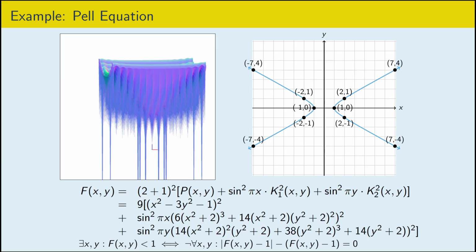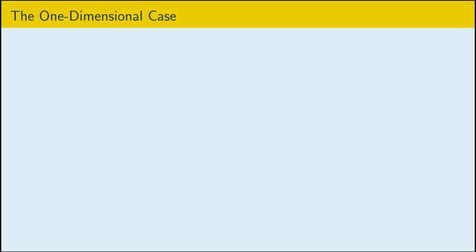And again, by pulling off our absolute value trick, we can create a function that is non-zero only when our function f is less than 1. This function being not identically 0 is an assertion that there are values where f is less than 1, and thus solutions to our Pell equation. So that's Richardson's theorem in the multivariable case, but what about the case where we only have one variable?